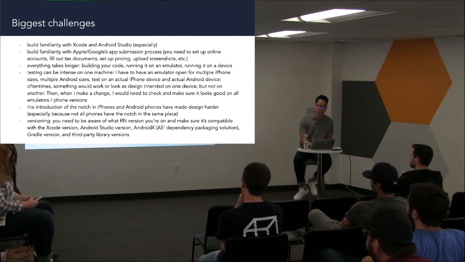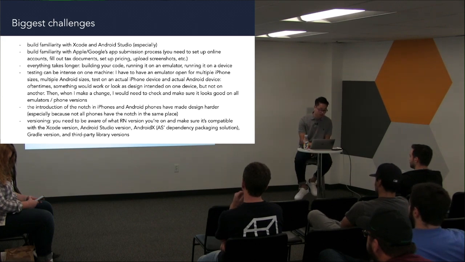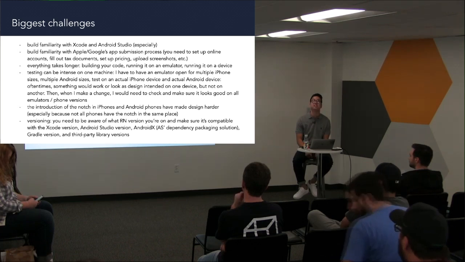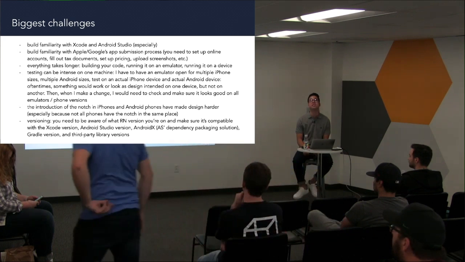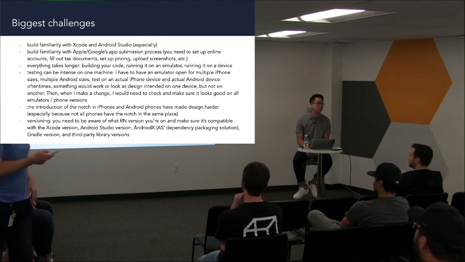I kind of went over this, but the introduction of the notch in iPhones and Androids has made design a lot harder. And then versioning. So I'm currently going through this right now with Android Studio, but you need to always be aware of what React Native version you're using, what Android Studio version you're using, what Xcode versioning you're using, what Gradle version you're using, what build.gradle version you're using, and what package dependencies you're using and what versions those are on.